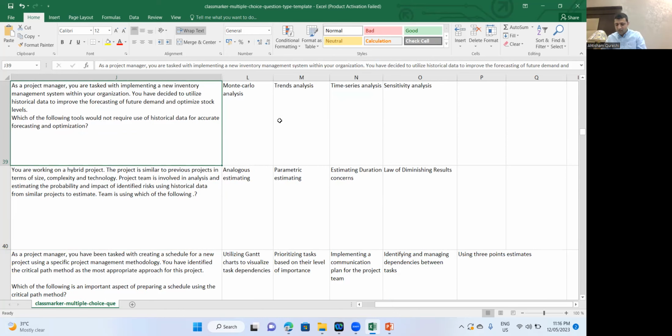As a project manager, you are tasked with implementing a new inventory management system within your organization. You have decided to utilize historical data to improve the forecasting of future demand and optimize stock levels. Which of the following tools would not require the use of historical data for accurate forecasting and optimization? Monte Carlo analysis, trend analysis, time series analysis, sensitivity analysis.